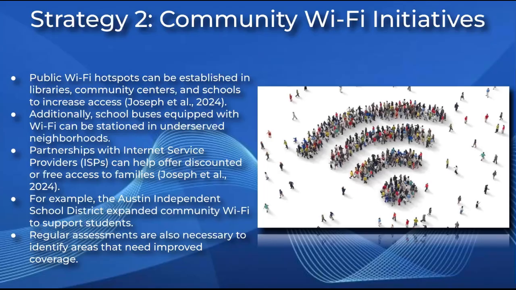The second strategy to help resolve or lessen the impact of this issue on P12 learners is community Wi-Fi initiatives. According to the same article cited as Joseph et al. 2024, public Wi-Fi hotspots can be established in libraries, community centers, and schools to increase access. Additionally, school buses equipped with Wi-Fi can be stationed in underserved neighborhoods.